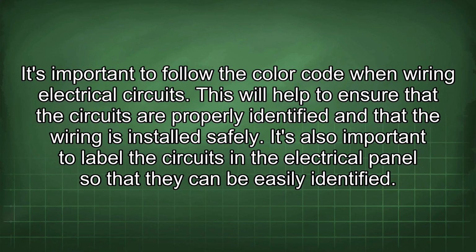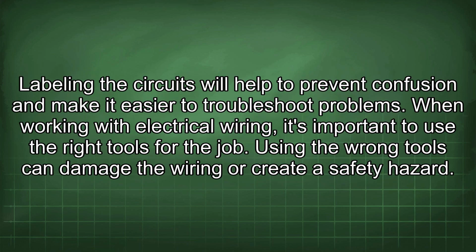It's important to follow the color code when wiring electrical circuits. This will help to ensure that the circuits are properly identified and that the wiring is installed safely. It's also important to label the circuits in the electrical panel so that they can be easily identified. Labeling the circuits will help to prevent confusion and make it easier to troubleshoot problems.